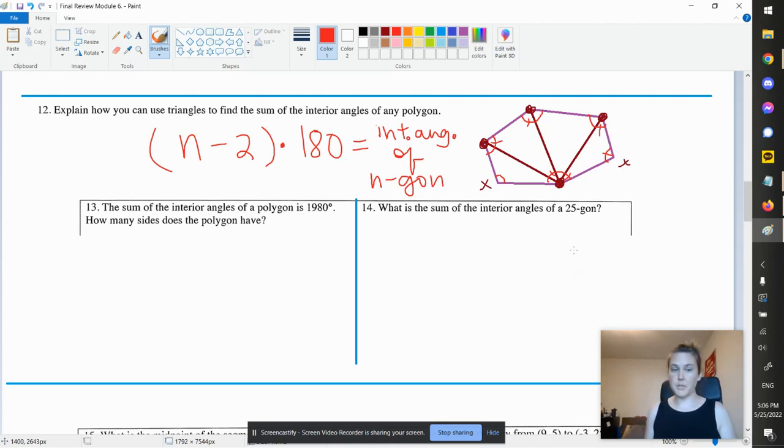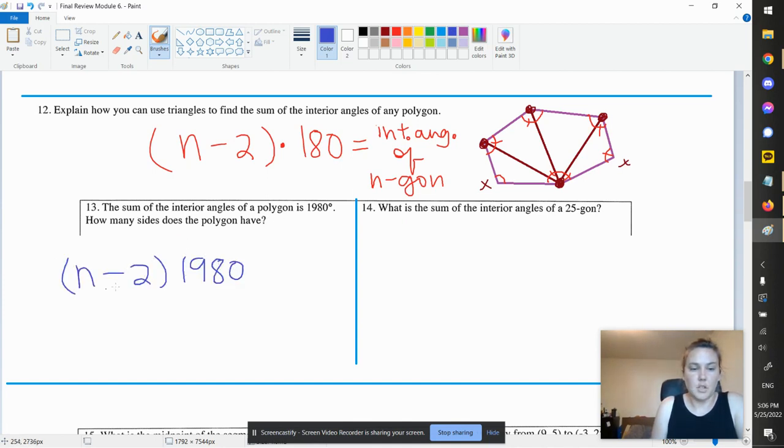All right, now we can use this equation to answer 13 and 14. The sum of the interior angles of a polygon is 1980. That means our equation is equal to 1980. Oh no.